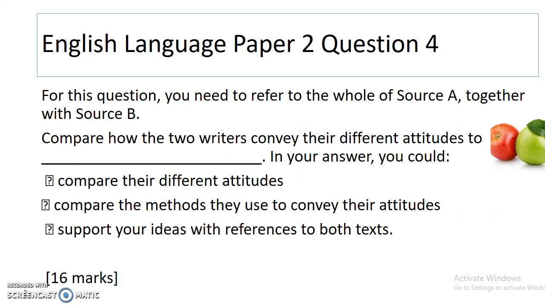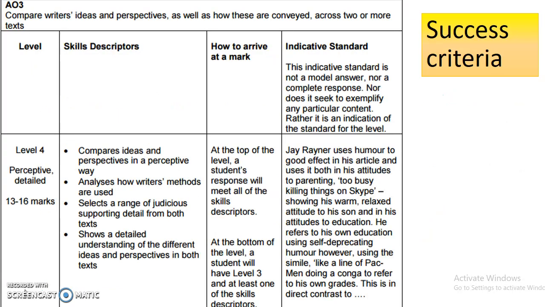So English Language Paper 2 Question 4, this is what the question will typically look like. Compare how the 2 writers convey their different attitudes to, and it could be whatever, it could be childhood, it could be obesity, it could be sports, but the bullet points remain the same. Compare their different attitudes, the methods used, and support your ideas with quotes from both extracts. So let's look in detail at the success criteria.